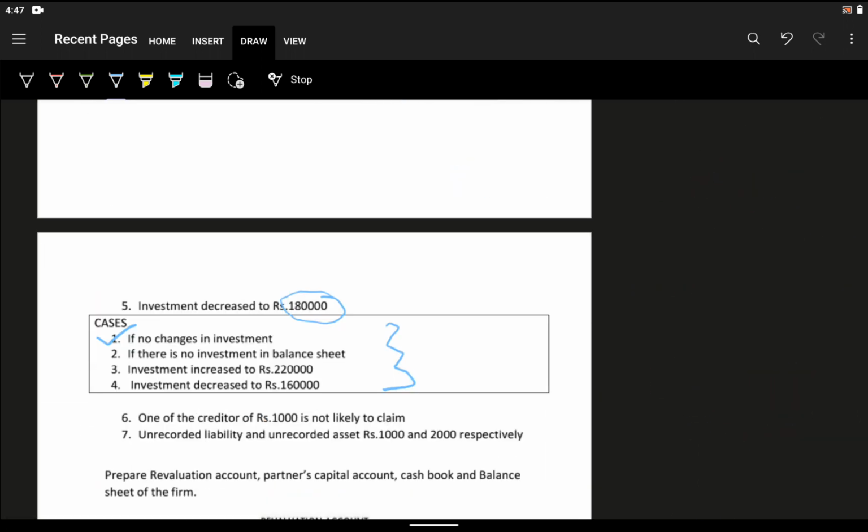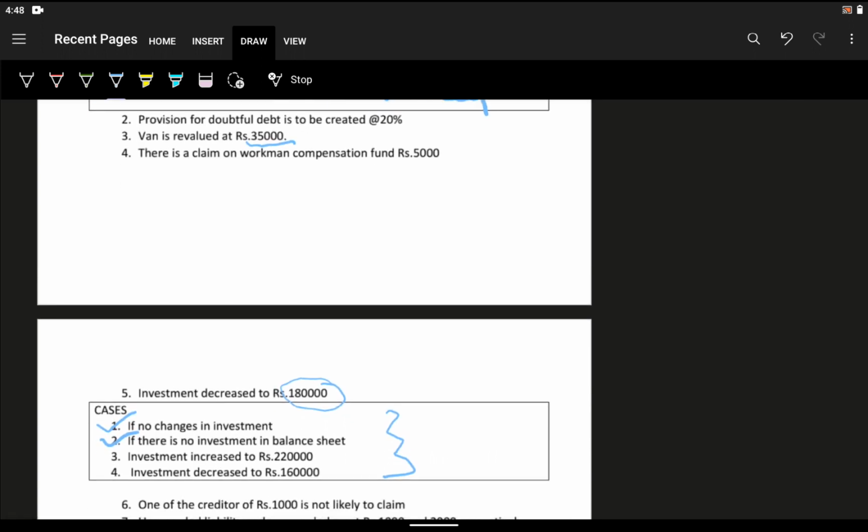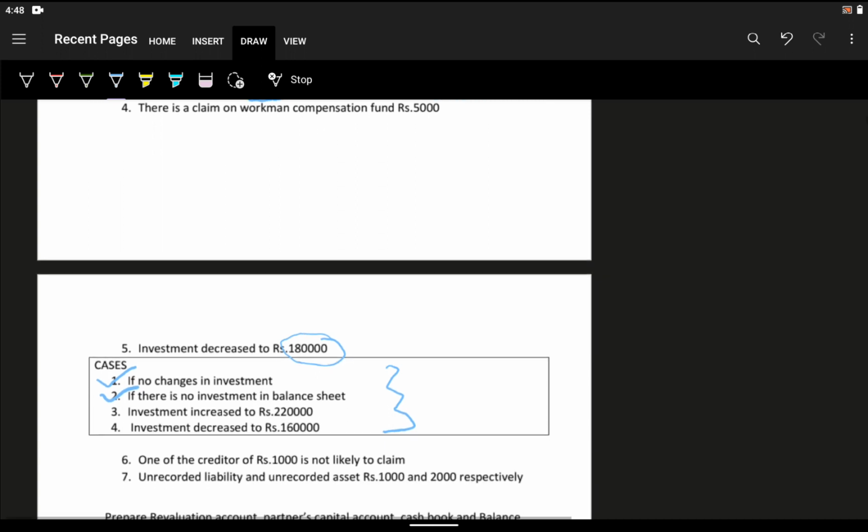The third case is the investment increased to rupees 2,20,000. Here it was decreased to 1,80,000, that's why we did that adjustment. If the investment is increased to rupees 2,20,000, then what will we do?